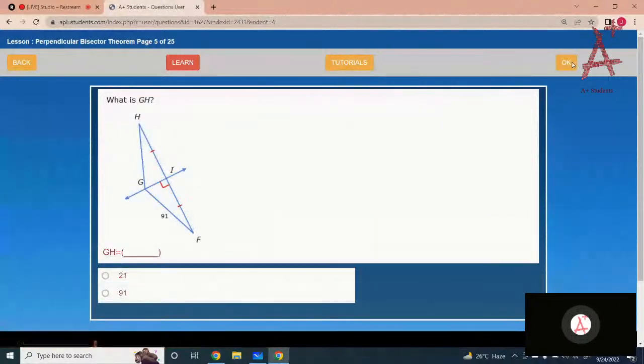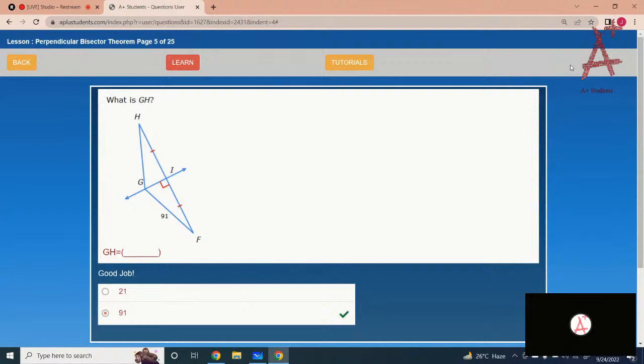Okay, the next one is, what is GH? So you're given GF equals 91. So when GF is 91, because of the perpendicular bisector, GF and GH are congruent. So GH is also 91. Got it? So select the correct option and click on the OK button.